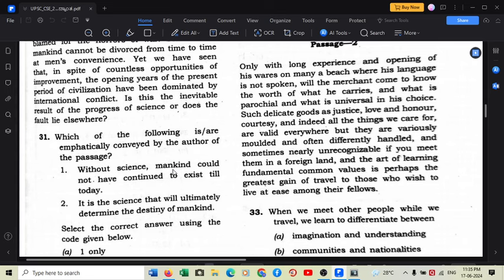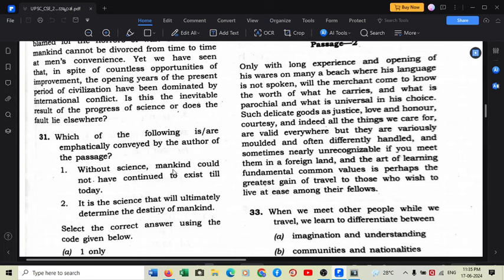So this is a philosophical passage. Let us read further. Such delicate goods as justice, love and honor, courtesy, and indeed all the things we care for are valid everywhere, but they are variously molded and often differently handled. Okay? And sometimes nearly unrecognizable if you meet them in a foreign land. So definitely correct. The values or virtues like justice, love, honor, courtesy mean different things to different people.